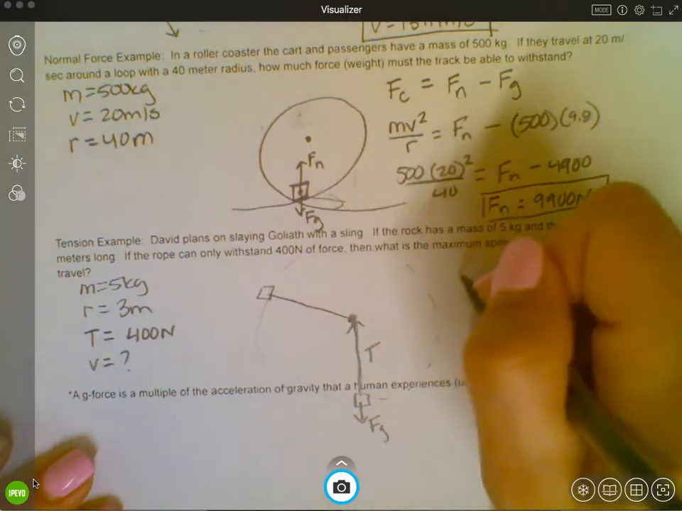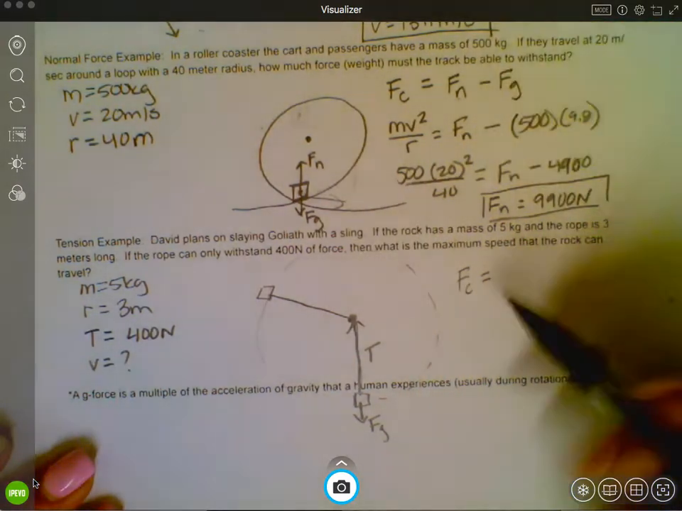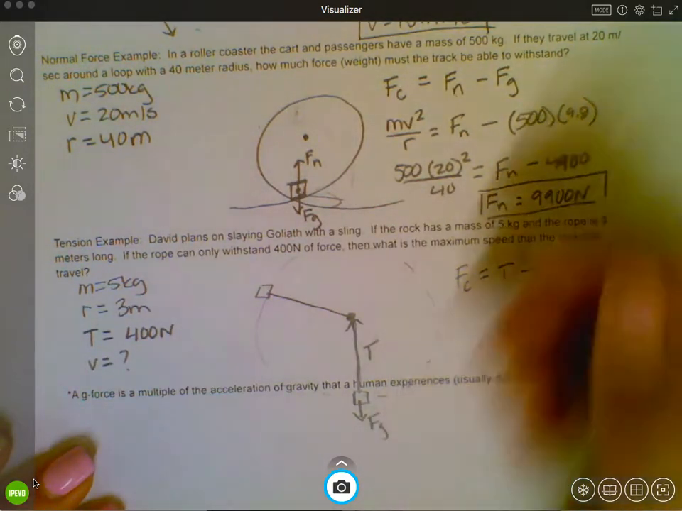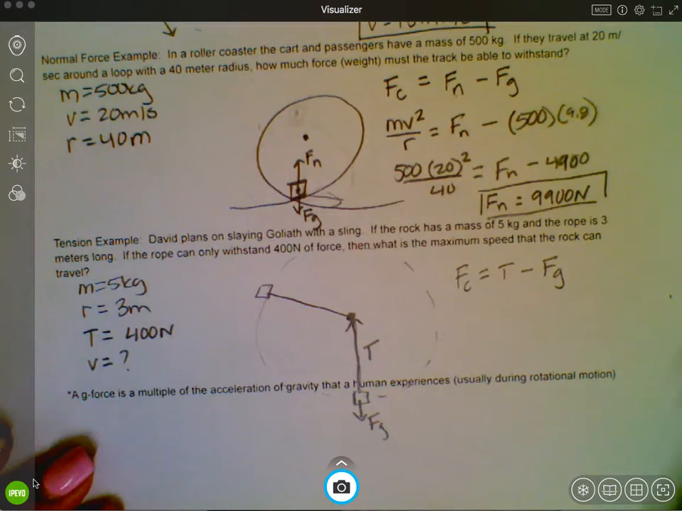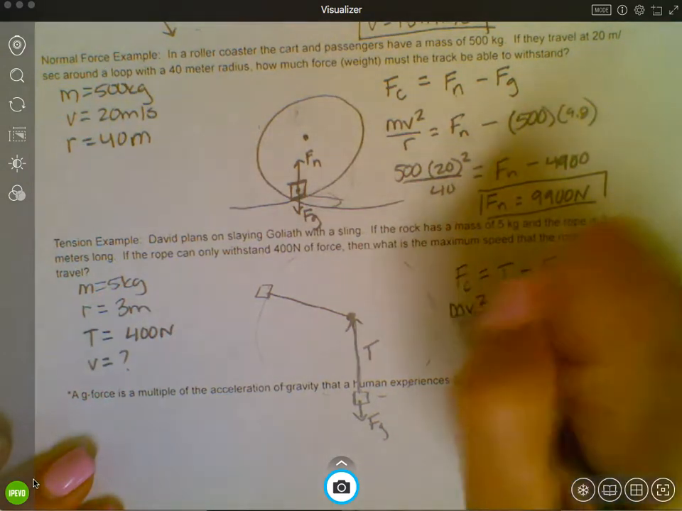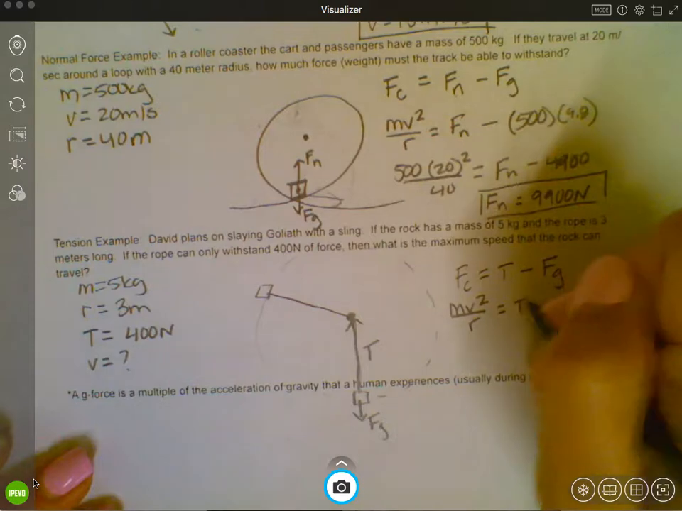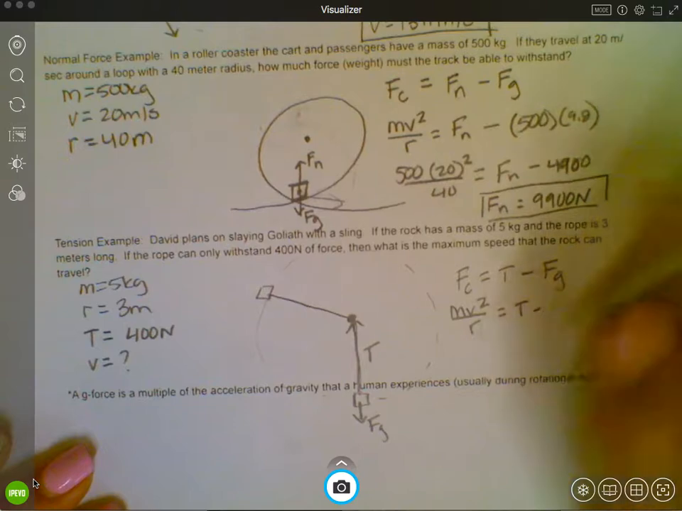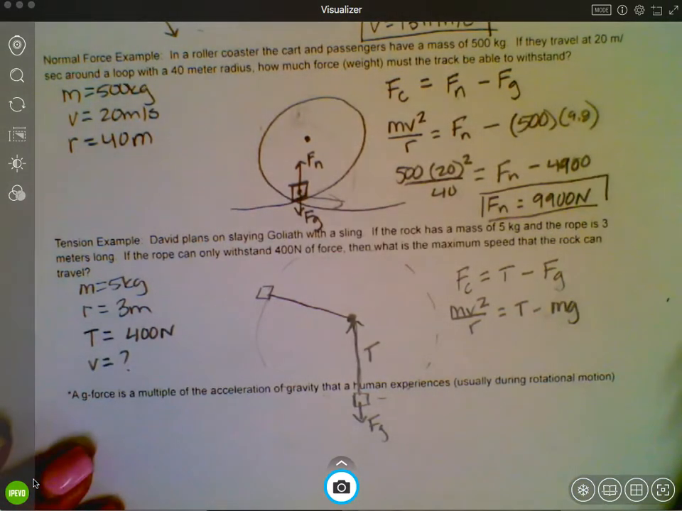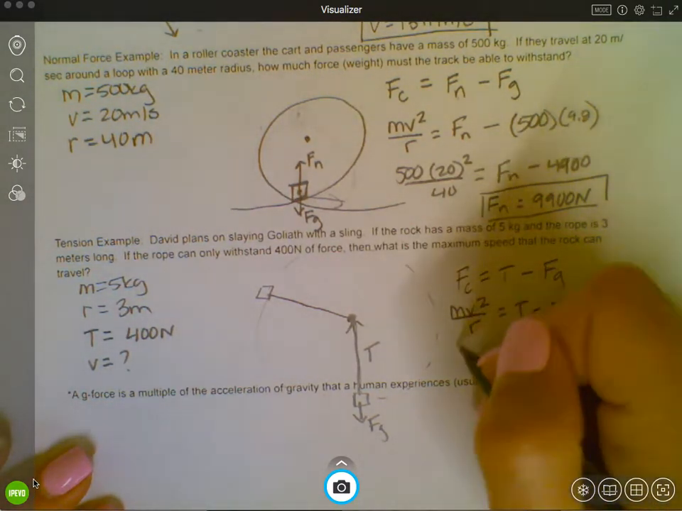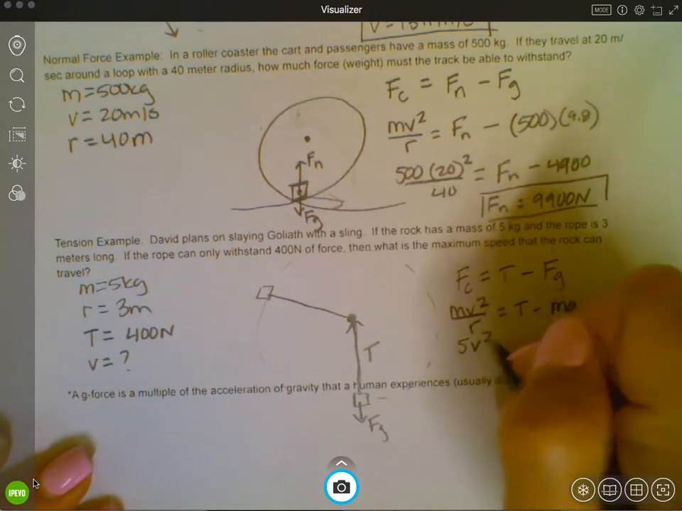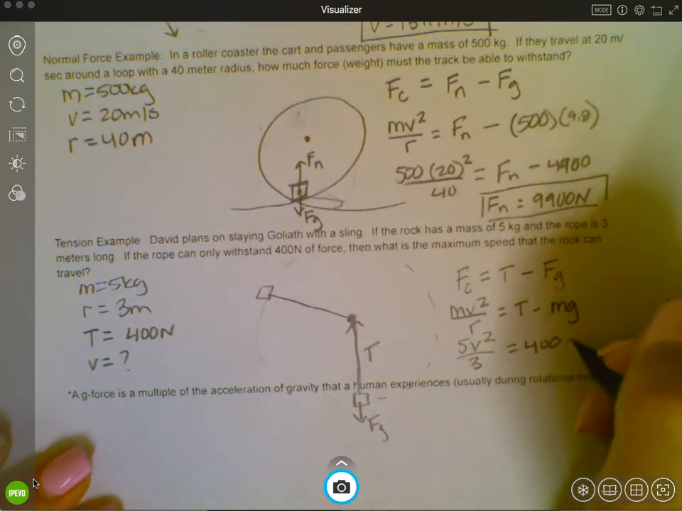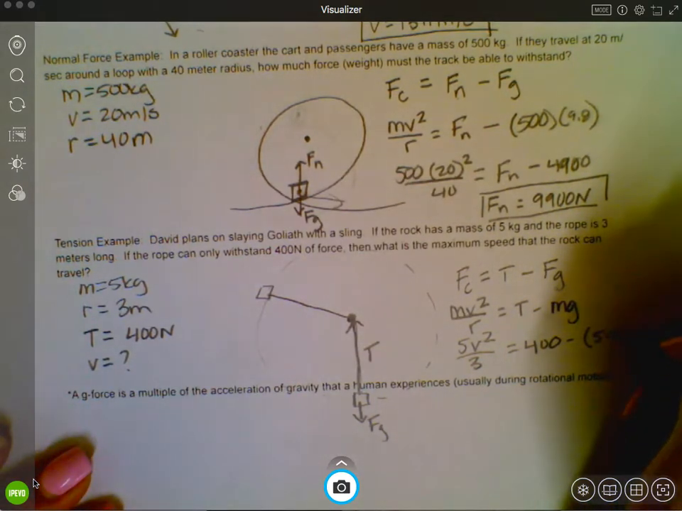Okay, so let's set this up. Centripetal force equals forces toward the center, so tension, minus forces away from the center, gravity. Now we just plug in mv squared over r equals tension minus force of gravity, or mg. So we could put that in there. We have m, we're looking for v, we have r, tension is 400. This is 5 times 9.8.